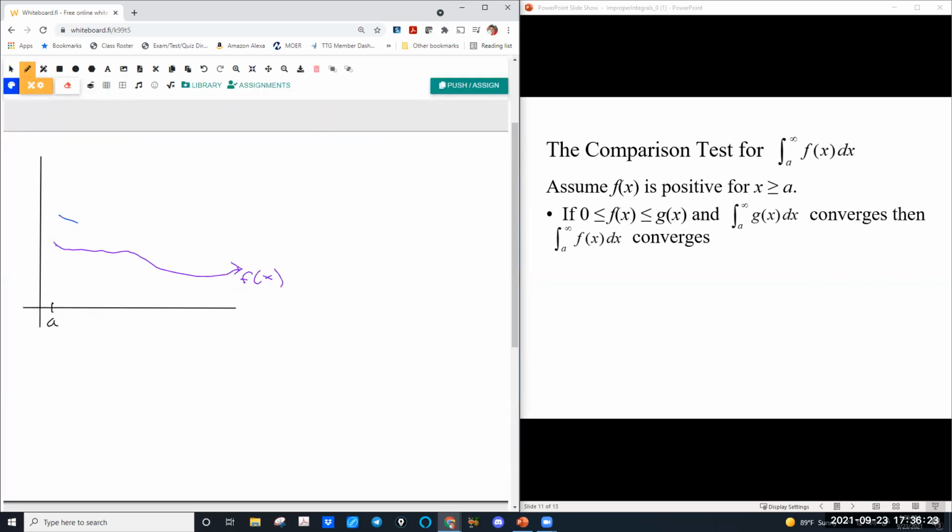And in here, it does whatever, but it's always bigger. And there's our g of x. So f of x is less than g of x. Let's talk about what this is saying.